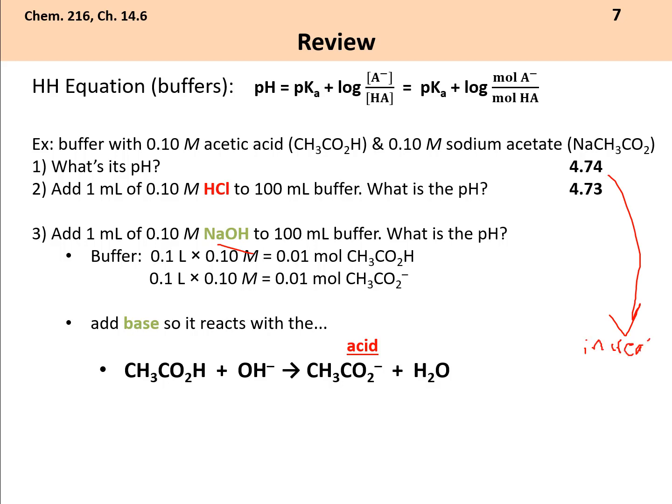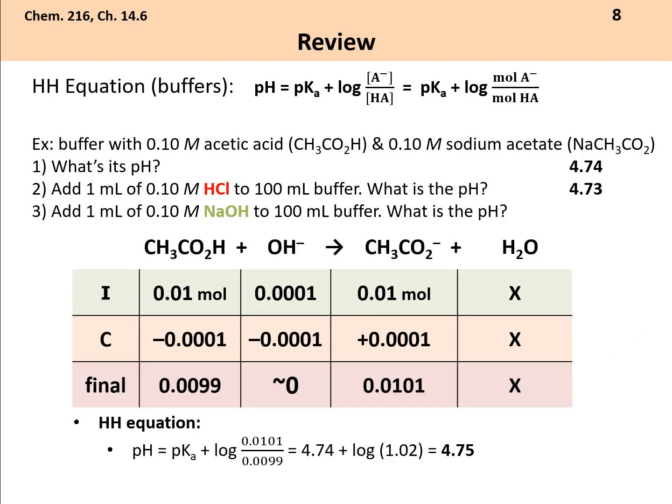Okay, so I added in OH minus, and so my OH minus is going to react with the acid to form this CH3CO2 minus. So again, I use something kind of like an ice table, not quite, because I'm not actually getting to equilibrium. And then I use Henderson-Hasselbalch. All right, so that's a little bit of review.